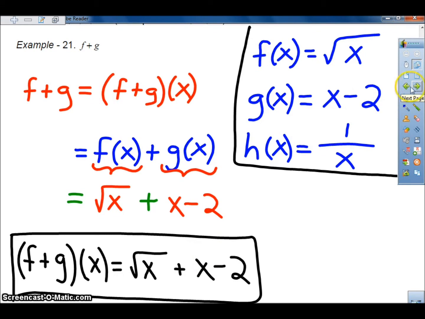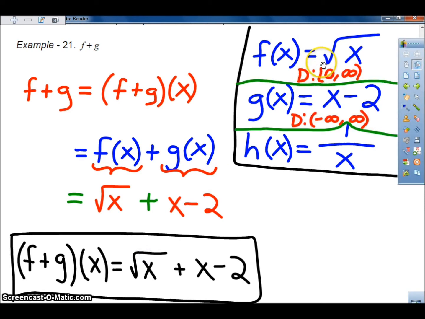So the domain of f plus g can be found by taking the overlap of the domain of f with the domain of g. So I want to find where these two domains overlap each other. That's the domain of my new function. And so the domain of the square root of x is 0 to infinity. Think of the graph of the square root of x, right? The graph, if you have it memorized, which you're supposed to have memorized, starts at 0, 0, and it heads off to the right in a parabolic shape.